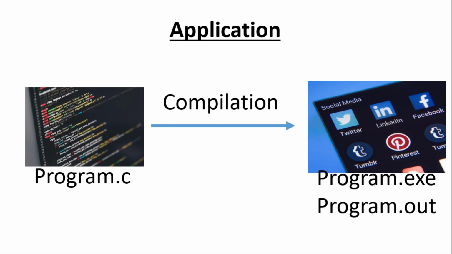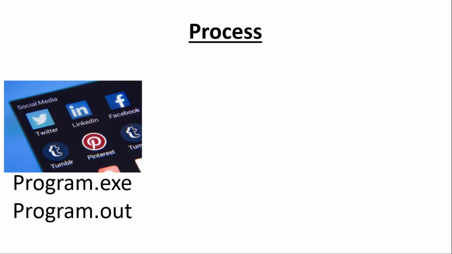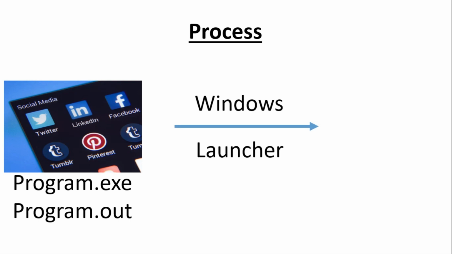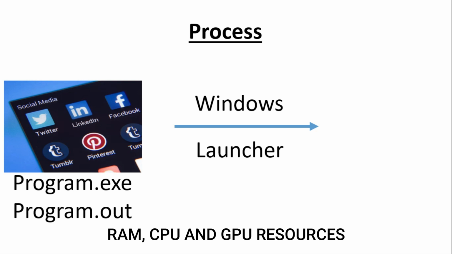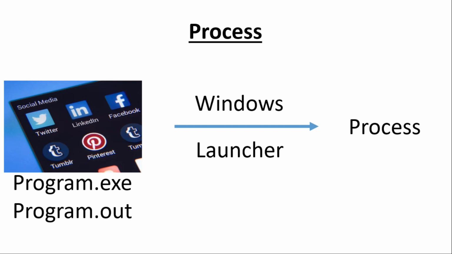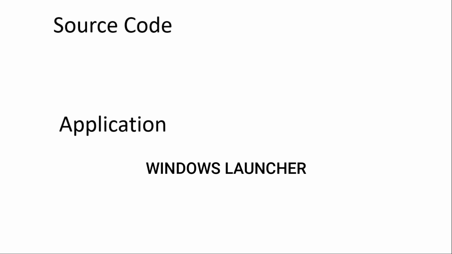This file can be made to run on a system, and this is the file that is actually given to end users. Once this application file is given to the end user, it remains on their system's primary memory, that is hard disk drive, and does not require system's resources like RAM, CPU resources or GPU resources. When the user double-clicks the application file, then this application file gets launched using the Windows launcher, and then it starts to consume system's resources like RAM, CPU resources, GPU resources, and we can say that the application has been converted to a process.